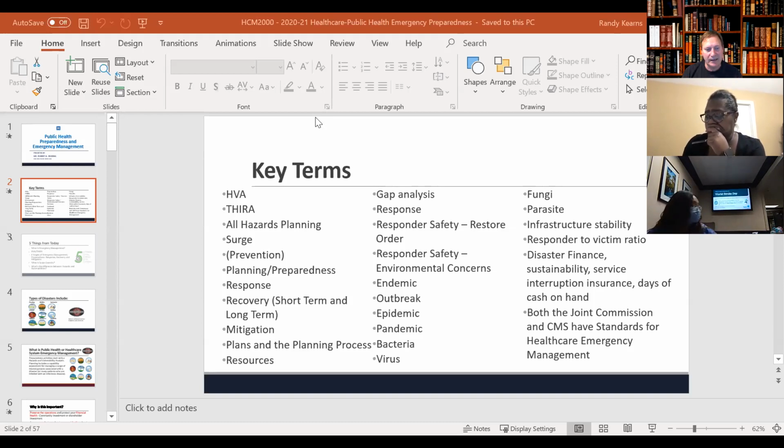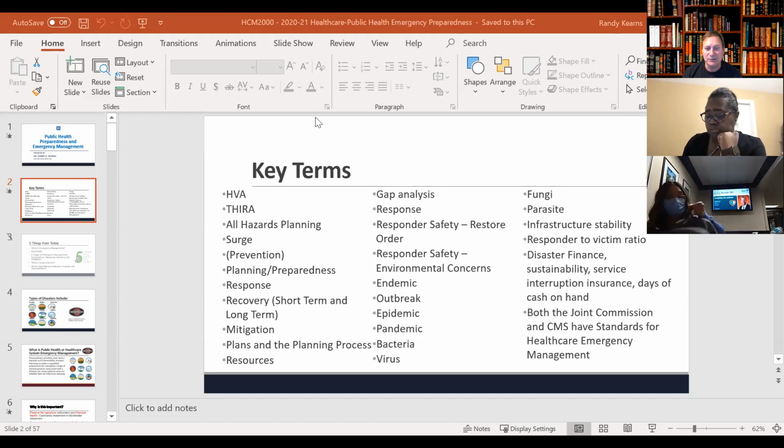So again, all of those in terms of resources, those are resources to maintain the functionality of the facility. Just understand if you work at a hospital during a disaster, you're typically the place people are going to search out for help.